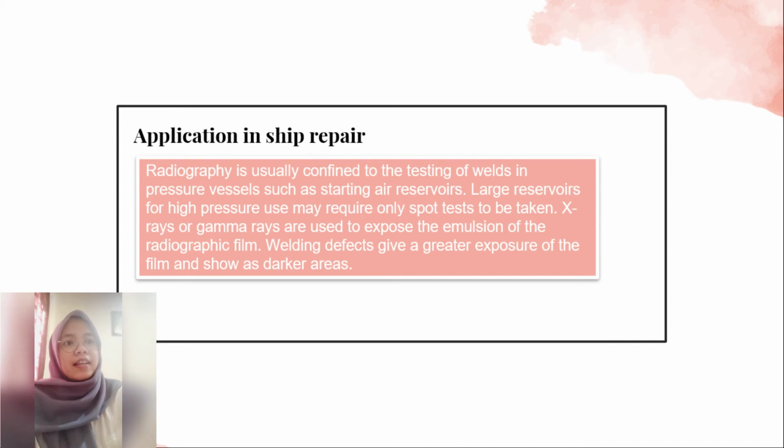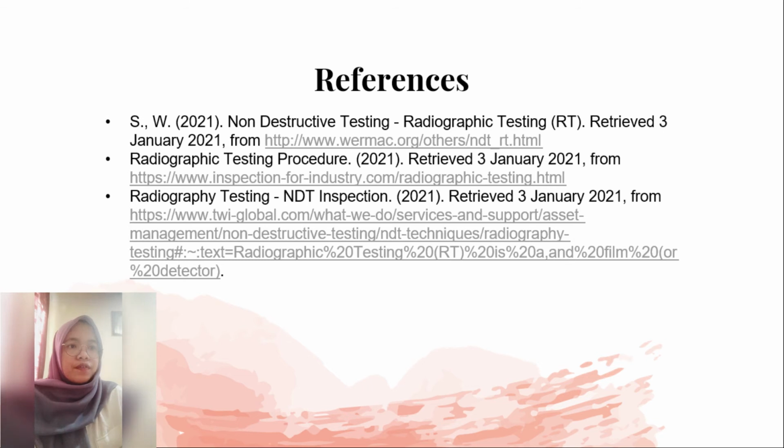of welds in pressure vessels such as starting air reservoirs. Large reservoirs for high pressure use may require only spot tests to be taken. X-ray or gamma ray are used to expose the emulsion of the radiographic film. Welding defects give a greater exposure of the film and show as darker areas.